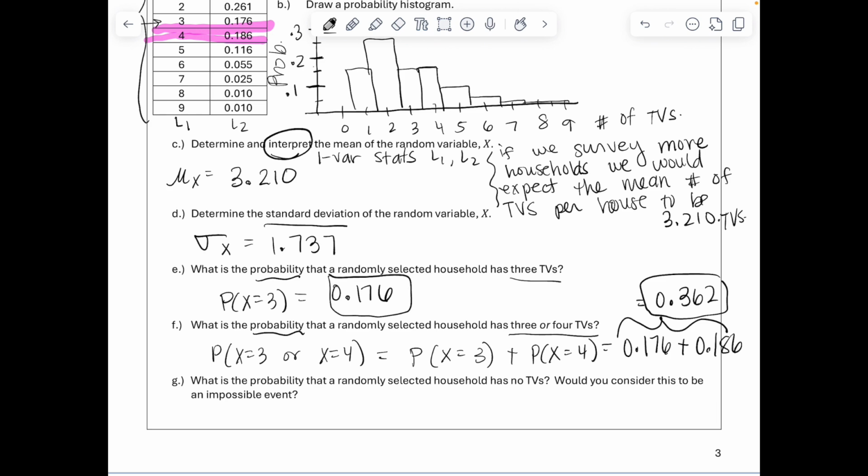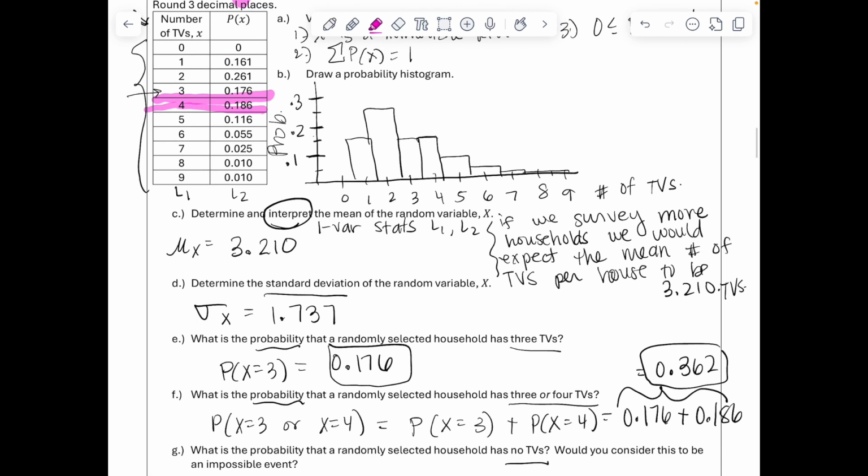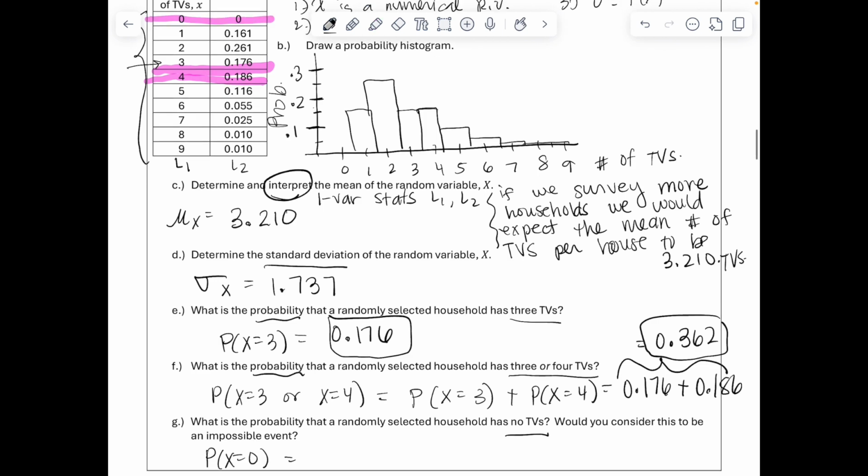The last part here is G, and this one says, what is the probability that a randomly selected household has no TVs? So this would be the probability that x is equal to 0. And so if you look at your table up above, the probability that x is equal to 0 is that first row, and we just have an answer of 0.